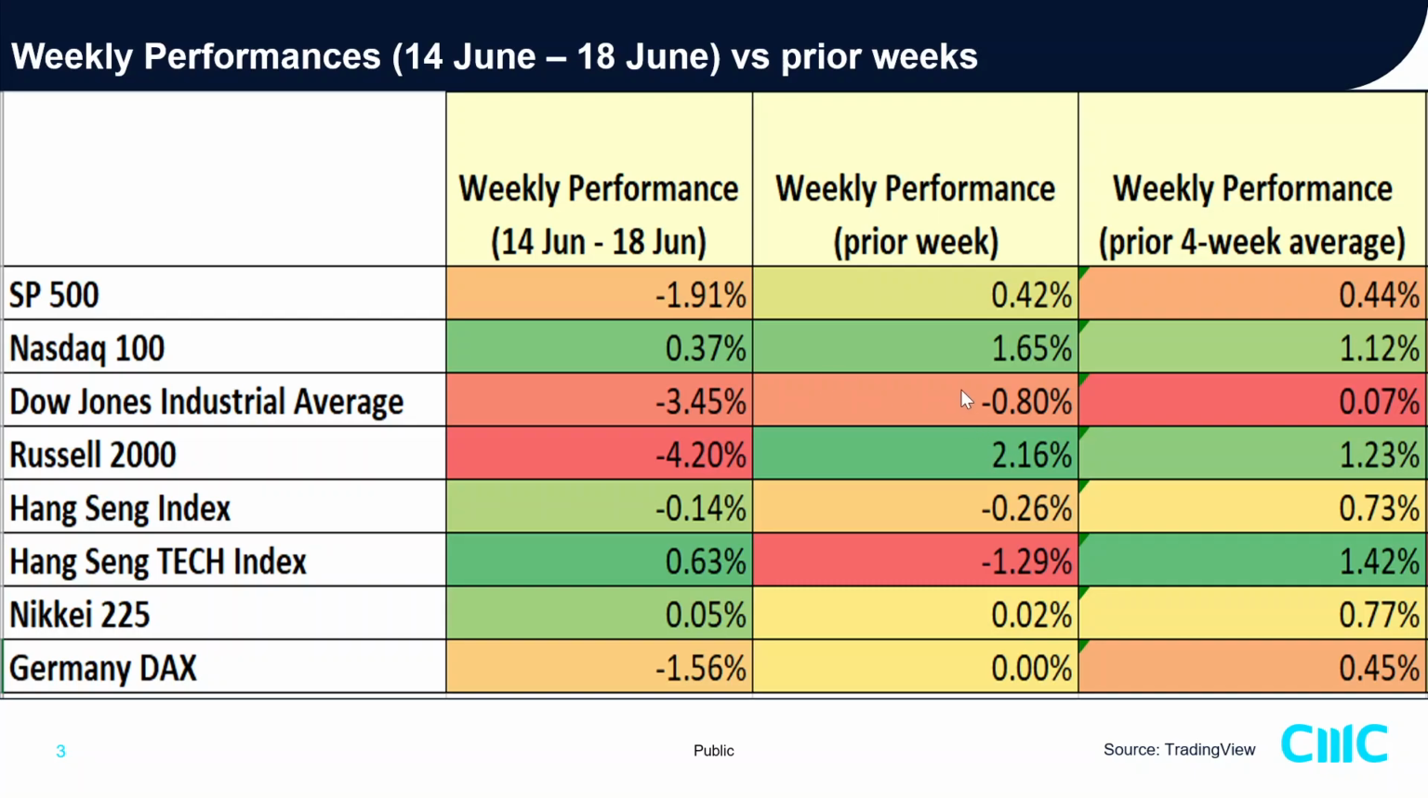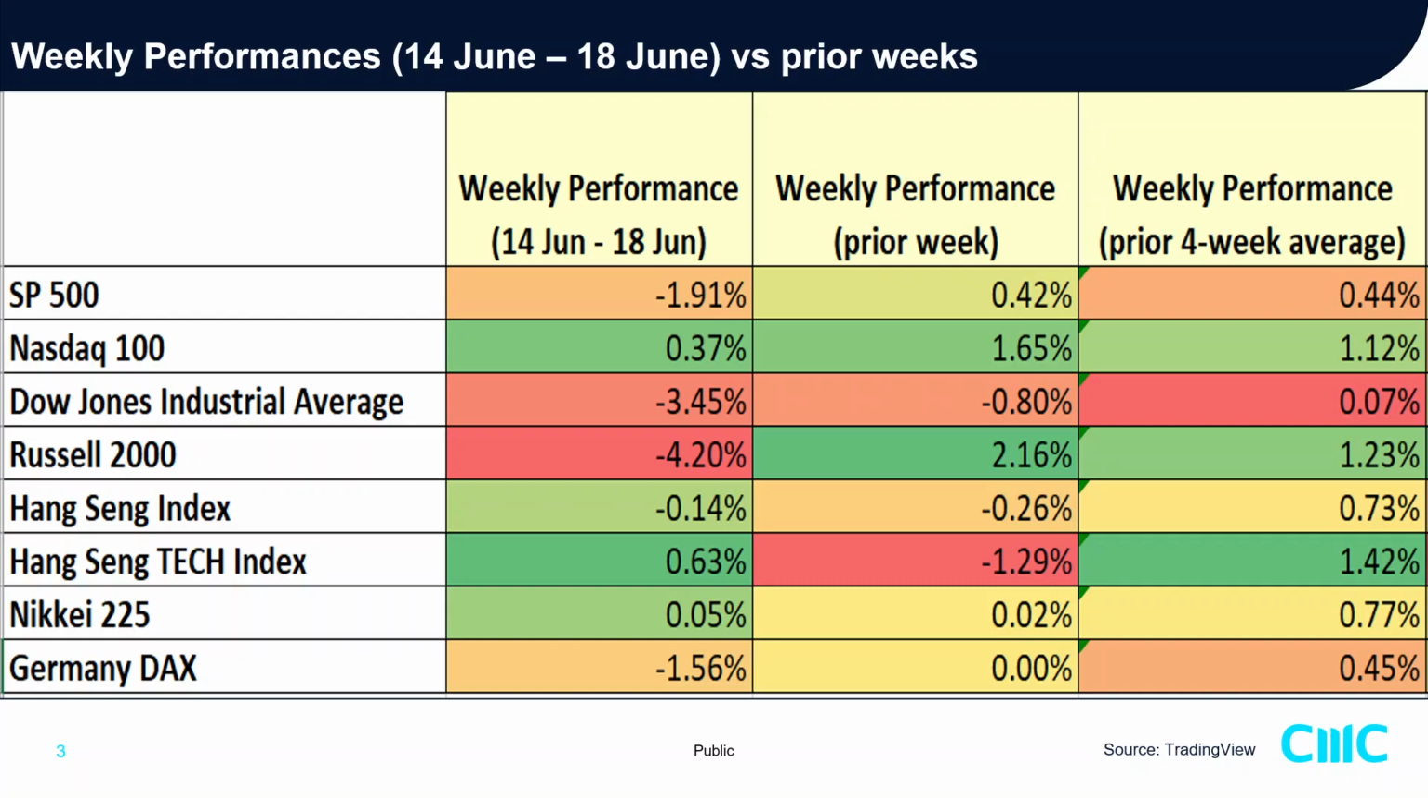However, it has started to reduce a bit of its gains from its prior week performance at 1.65% and 1.12%. The worst hit here was the Dow Jones Industrial Average, negative 3.45%. Previously, it was holding the fort quite well. Its prior week was negative 0.8, and prior 4 week was about flat. Notice that there's a huge disparity between the prior week performance and its prior 4 week average, all because of this cyclical underperformance that is unfolding in the market right now.